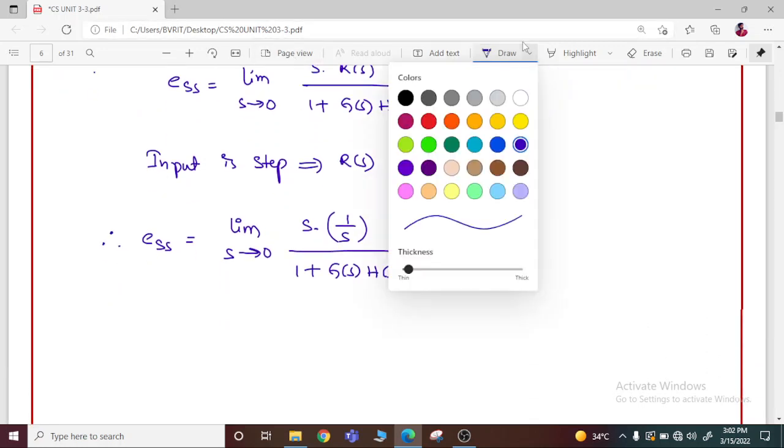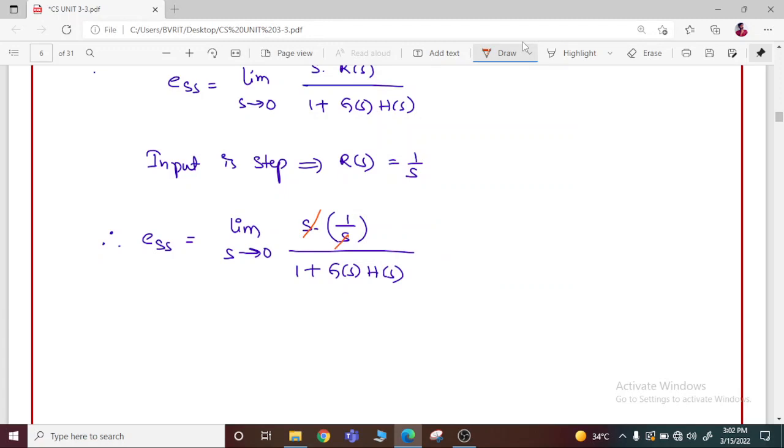Here the s and this s get cancelled out, and therefore it can be written as ESS equal to 1 by 1 plus limit s tends to 0 of G(s) into H(s). I am applying this limit to this entire function, so that ESS is equal to 1 by 1 plus limit s tends to 0 of G(s) into H(s).